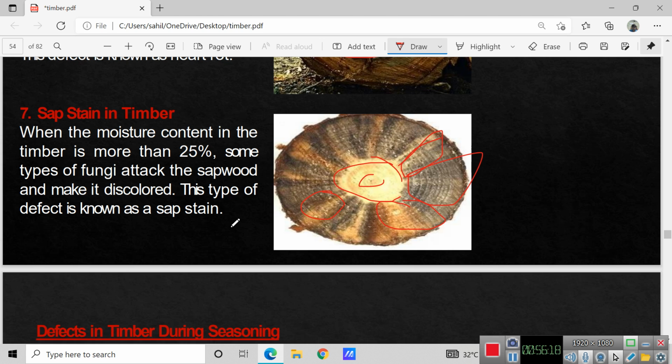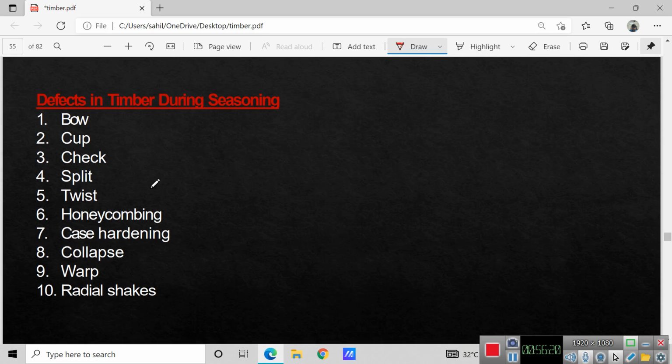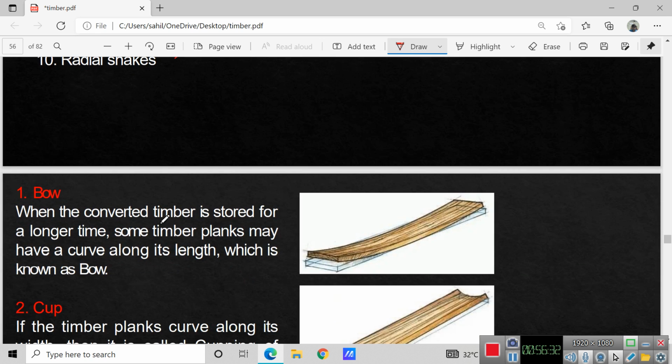So defects in timber during seasoning may occur, that is bow, cup, checks, split, twist, honeycombing, case hardening, collapse, warp, radial shakes. Now, bow. When the converted timber is stored for a long time, some timber planks may have a curve along its length, which is known as bow. You can see there is a distortion in shape due to the loss of moisture, and due to the similar shape to a bow, it is known as bow defect in wood.